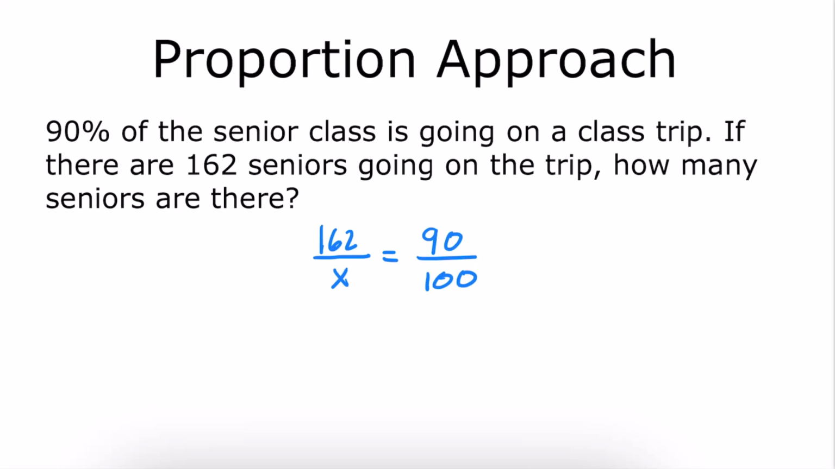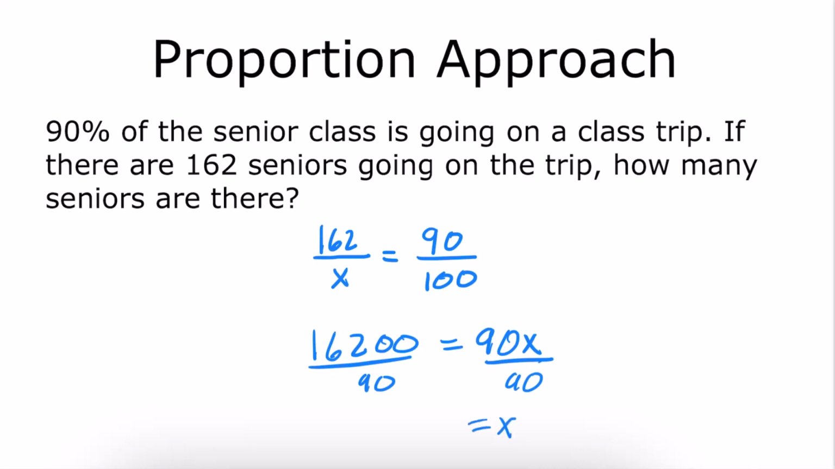So we could find this by cross multiplying, and we would get 16,200 equals 90x. If I divide both sides by 90, well, that tells me that x equals whatever 16,200 divided by 90 is. And you could go through and calculate this out with long division, but for the sake of time for this video, I'm just going to use my calculator. And when I do 16,200 divided by 90, that gives me 180. And so that tells me that there are 180 seniors altogether.